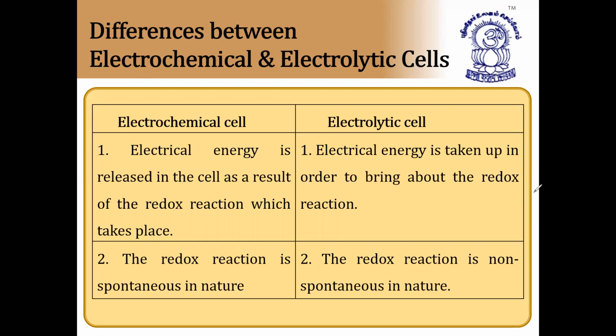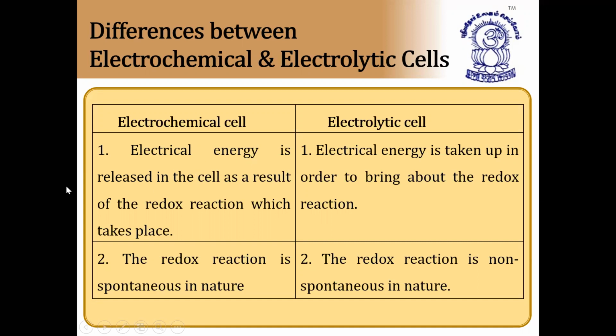And in an electrochemical cell, as we see, chemical energy is converted into electric energy. That is the main difference. Electric energy is released in the cell as a result of the redox reaction which takes place, and in the electrolytic cell electric energy is taken up in order to bring about the redox reaction. In both cases, the redox reaction is common, but in the first case, the electrochemical cell, chemical energy is converted into electric energy.